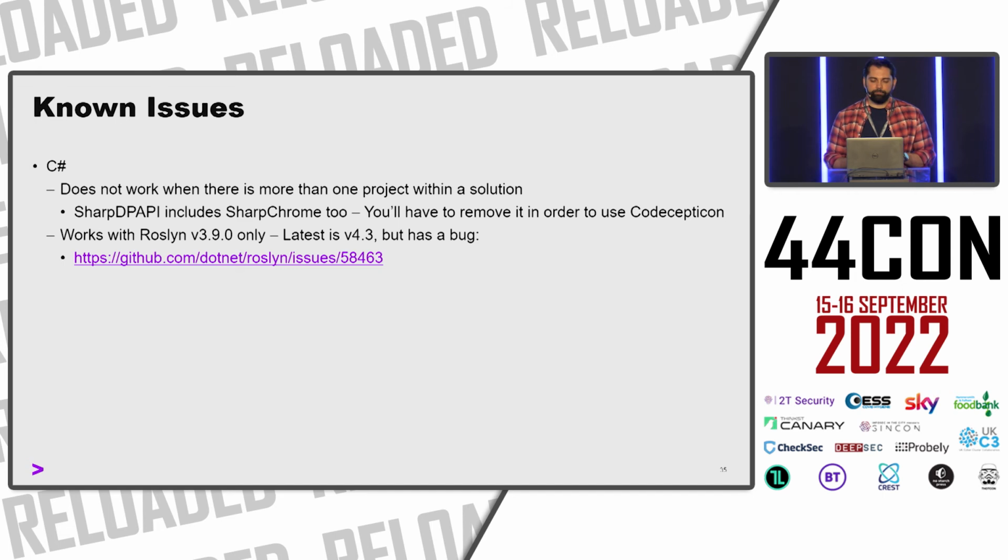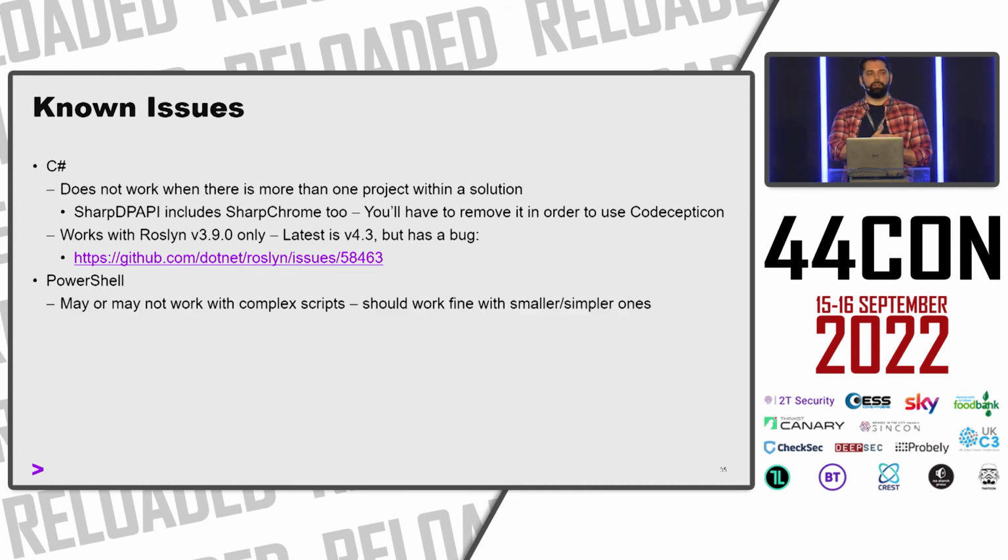The other bit is that it works with Roslyn 3.9 only. So don't update your NuGet packages to the latest and greatest version, because it's not going to work. I have raised the ticket back in February, but it still hasn't been resolved. When it comes to PowerShell, as I mentioned, complex scripts may or may not work, probably will not work, but if you want something specific from PowerView, just grab that specific bit, make it work independently, and then try to parse it through PowerShell. That way, you'll have more chances of succeeding.